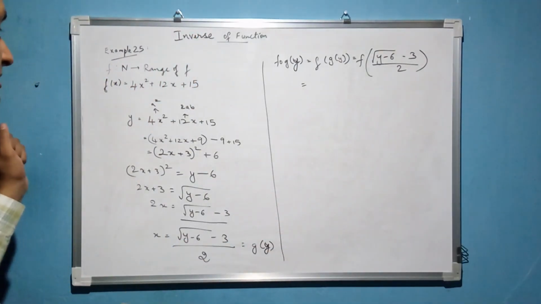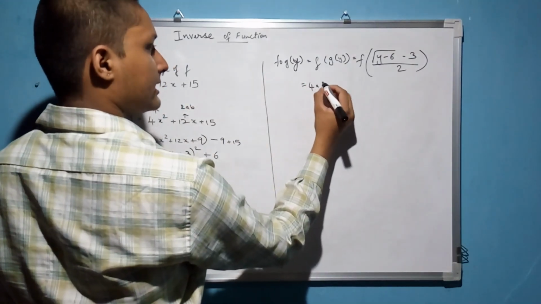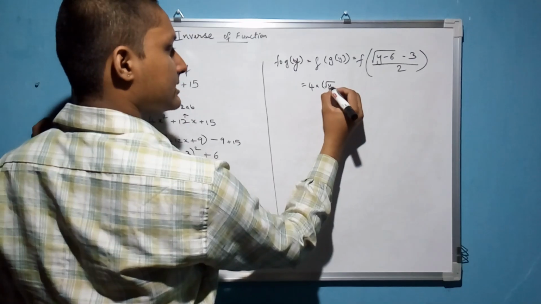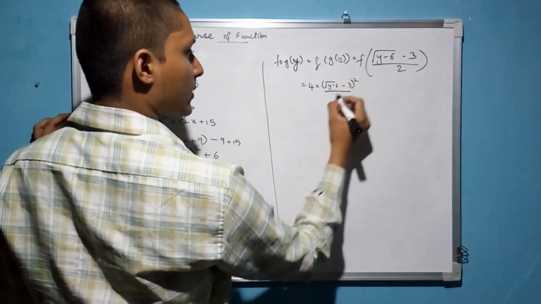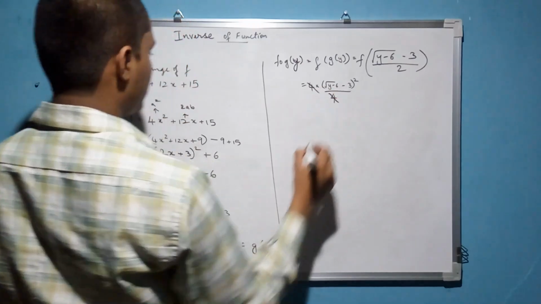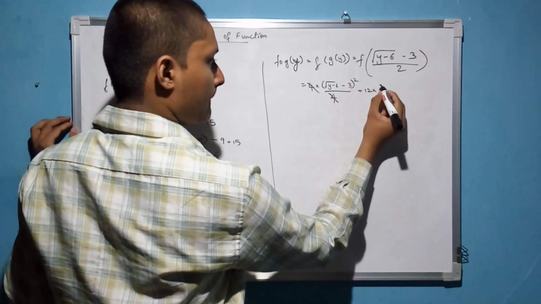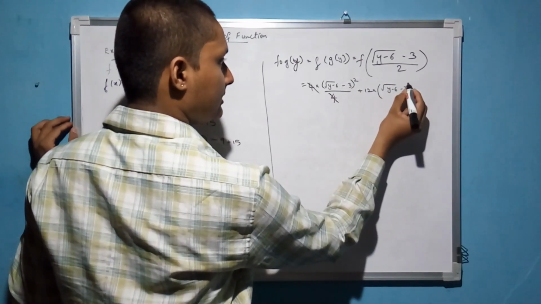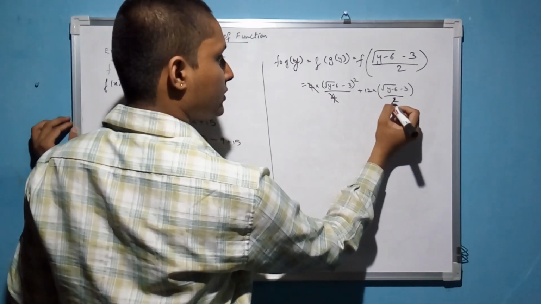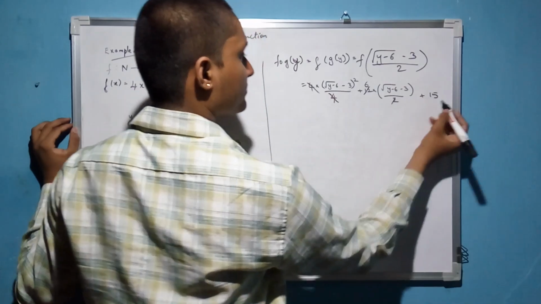Instead of doing all those things, I can just substitute here 4 into x square is y minus 6 minus 3 whole square divided by 2 square comes to be 4, and 4 you're going to get cancelled, plus 12 into root of y minus 6 minus 3 divided by 2. 2 and 6 is going to be cancelled here. This comes to be 15.